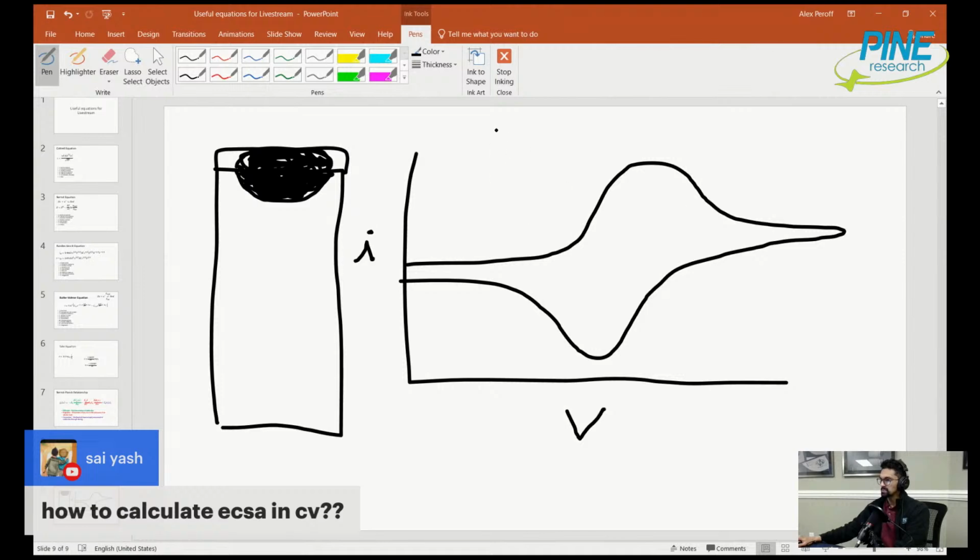So how do we determine the ECSA? And of course, you can do this for any kind of electrode. Platinum is perhaps the most well-known in terms of the methodology for determining the electrochemically active surface area. But what you would want to do is use the Randles-Sevcik equation.